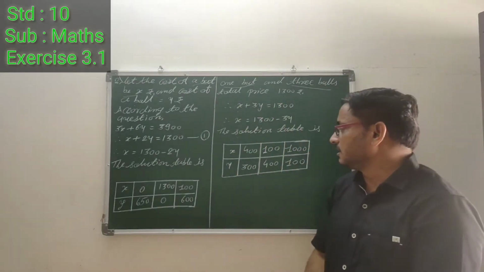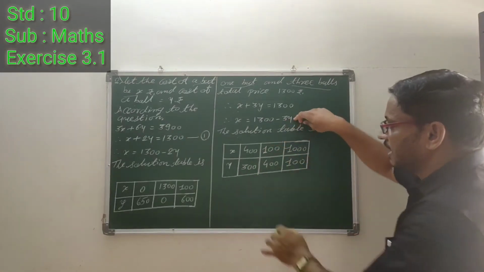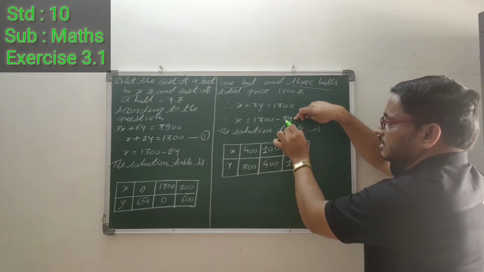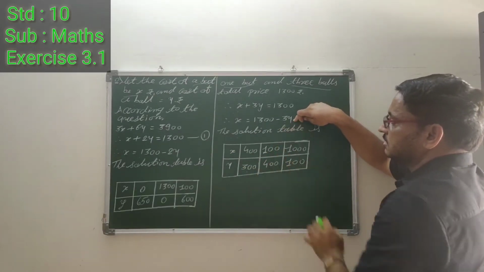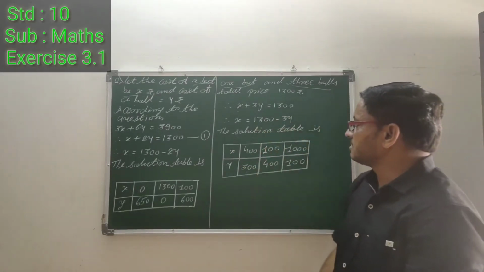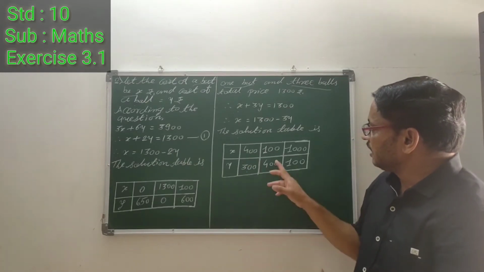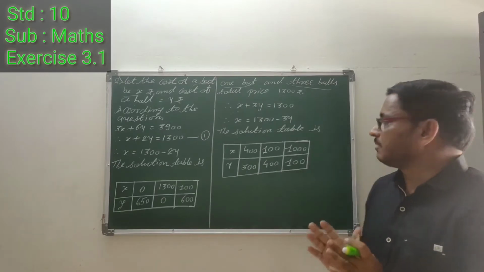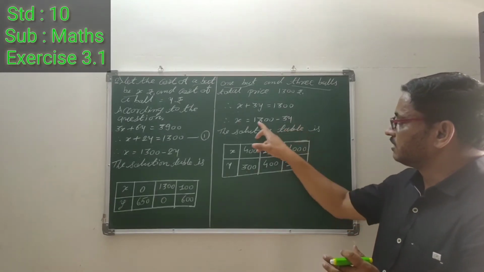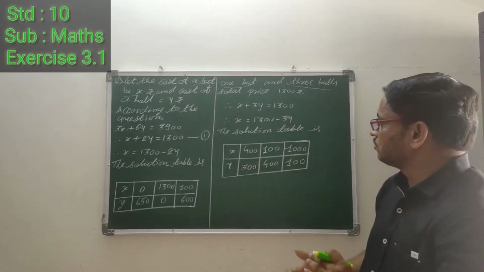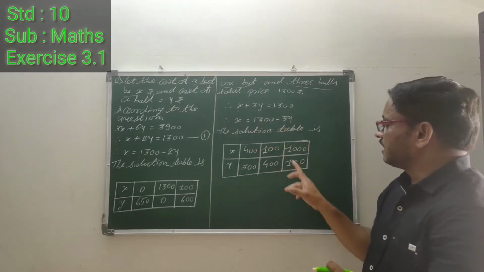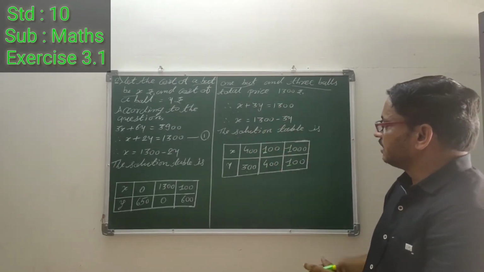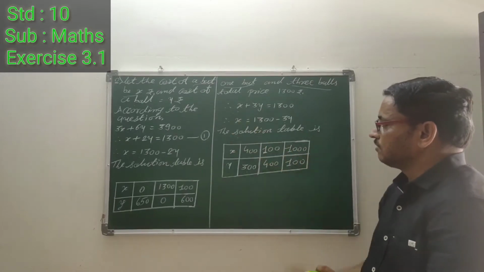Now the solution table: if we take the value of y equals 300, then the value of x equals 400, since 3 multiplied by 300 is 900, and 1,300 minus 900 equals 400. If we put y equals 400, then 400 multiplied by 3 is 1,200, so x equals 100. And if y equals 100, it's 300, subtracted from 1,300, so x equals 1,000.